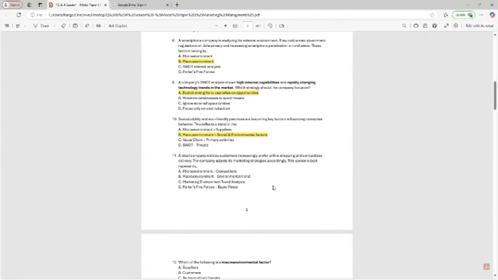Answer D, Porter's five forces buyer's power. No, that is not related to buyer's power.